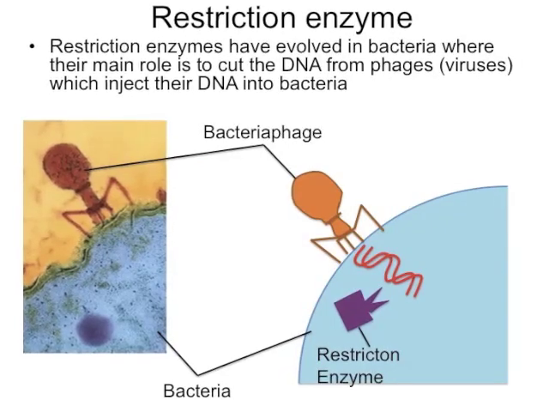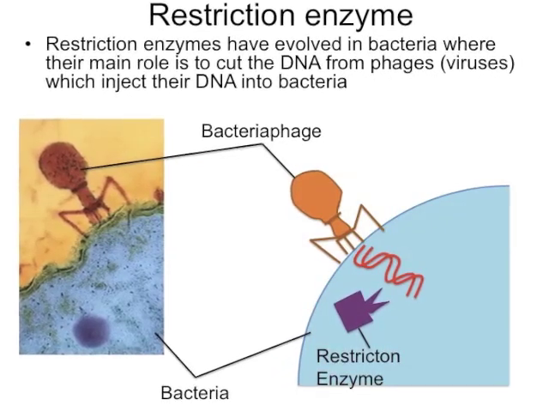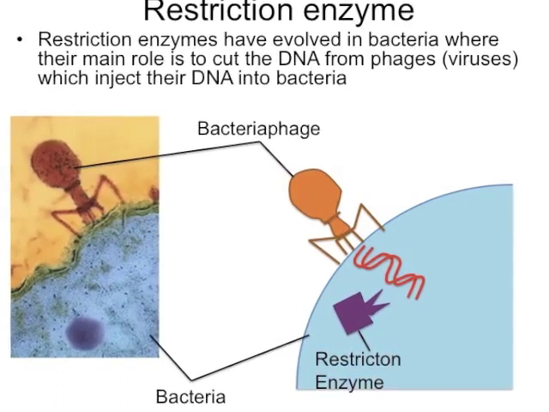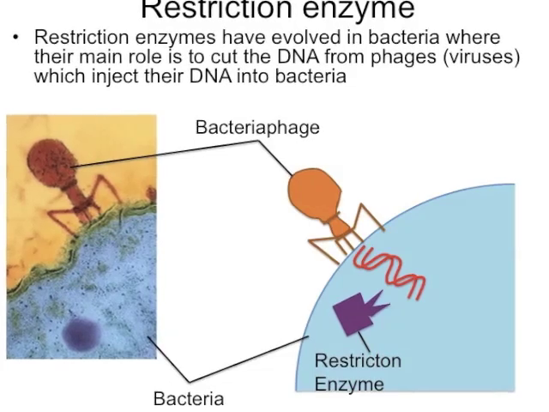Restriction enzymes are naturally found in bacteria, and they're used to digest foreign DNA that is injected into them from phages, or bacterial viruses.